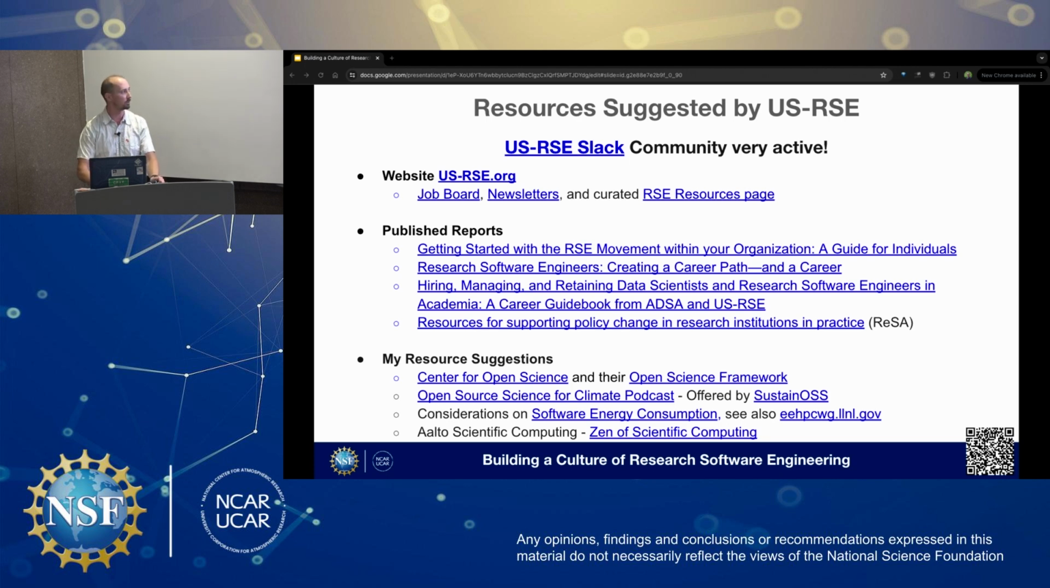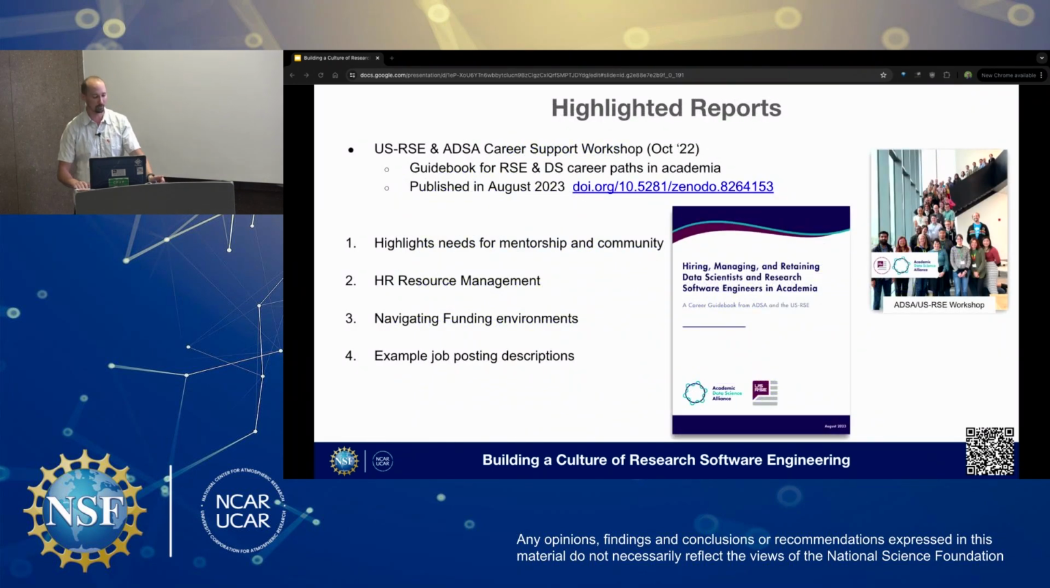Encourage you to explore some of these resources as you might deem valuable at this point. But to highlight some of those specific reports, they are actually pretty robust reports that you can look into. So this USRC and American Data Science Association Career Support Workshop developed this hiring, managing, and retaining data scientists in RSCs and academia. So this was actually, I think it's a 130-page report.